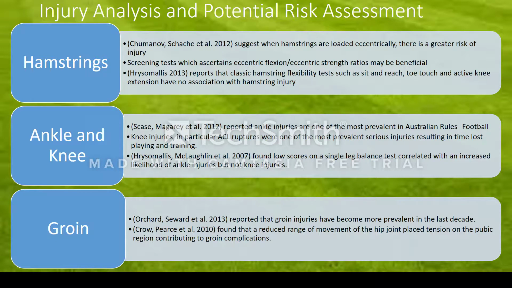Orchard and Seward report that groin injuries have become more prevalent in the last decade. As a result, increased resources have been utilised to develop screening protocols that may help in identifying athletes at greater risk of attaining a groin-related injury. Crowe and Pearce found that a reduced range of movement of the hip joint placed significant tension on the pubic region, which in turn may contribute to overall groin complications.